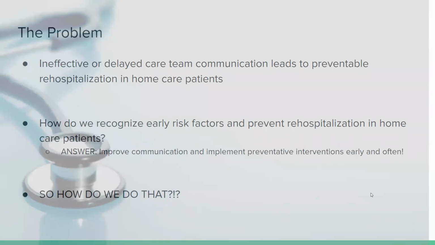So, what is the problem? The problem is that there is an ineffective or delayed communication amongst the care team, and this leads to rehospitalization of home care patients. But this could be prevented if communication had taken place a bit sooner and been a bit more effective. So, how do we recognize early risk factors and prevent rehospitalization in home care patients? The answer is to improve communication within the care team and then implement those preventative interventions early and often. So, how do we do that?